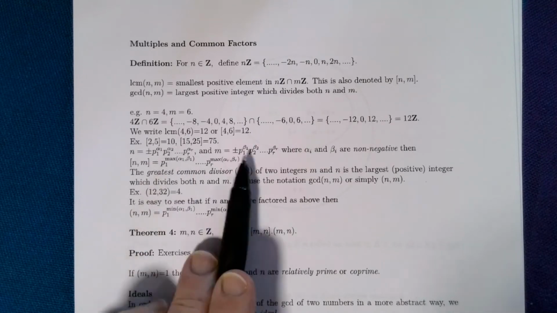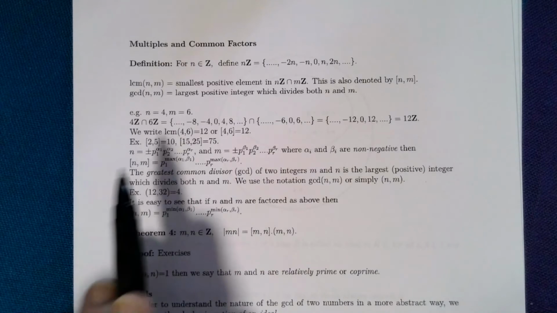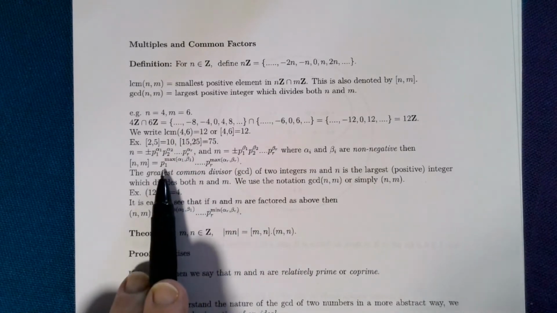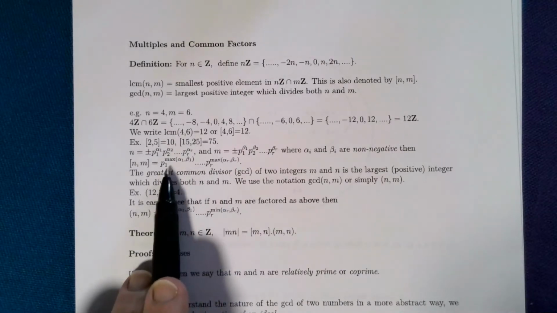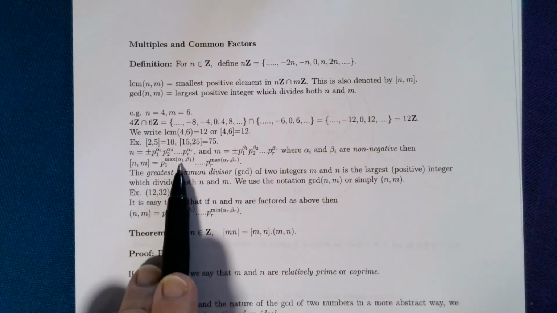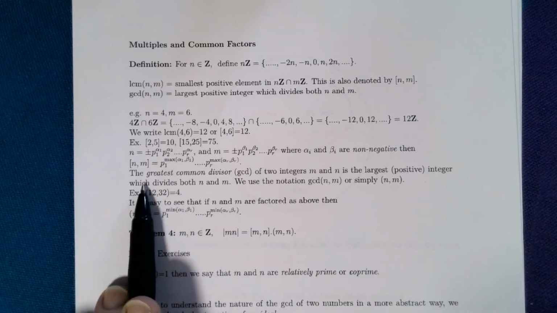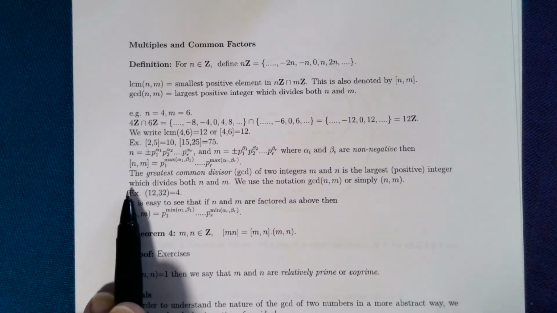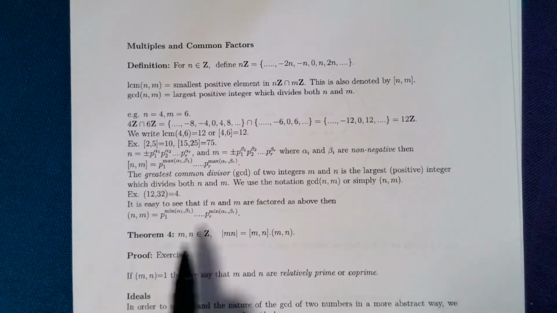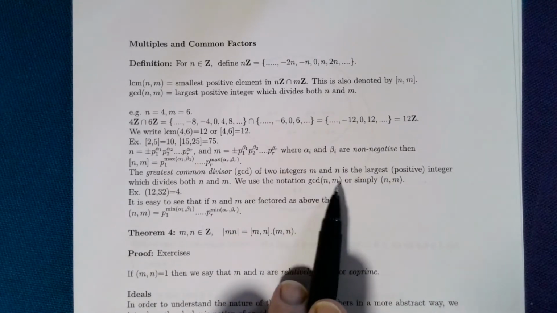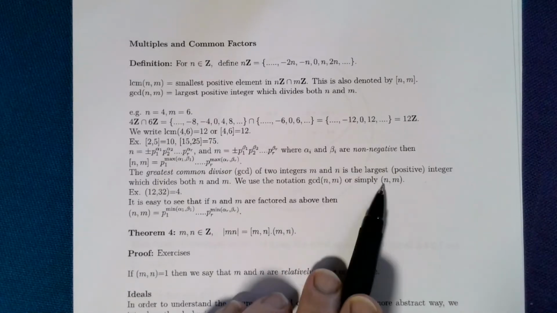And then the LCM of these two numbers, if you think about it, is just going to be the product of the prime powers, where we take the maximum of alpha i and beta i all the way through. So there's another way of defining the LCM. Now the greatest common divisor of two integers is the largest positive integer which divides both of these, and we use the notation GCD(n, m), or sometimes we just write round brackets (n, m), which is a bit easier.